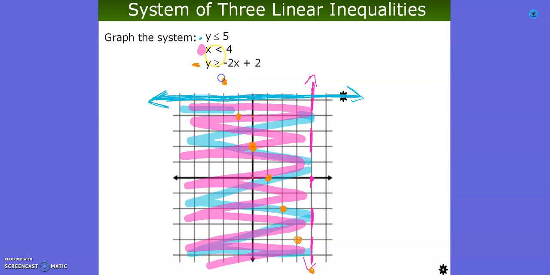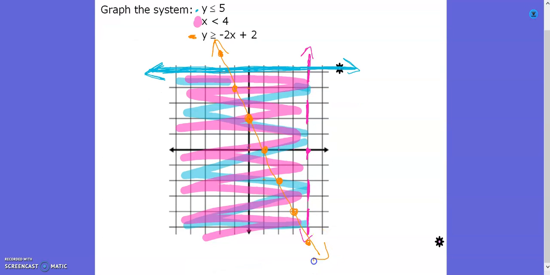This is a greater than or equal to, so I know that's going to be a solid line. I'm going to go ahead and graph that solid line. Make sure you have arrows on either side of your line. Make sure it's super solid. You need to thicken it in or darken it in, that's good.